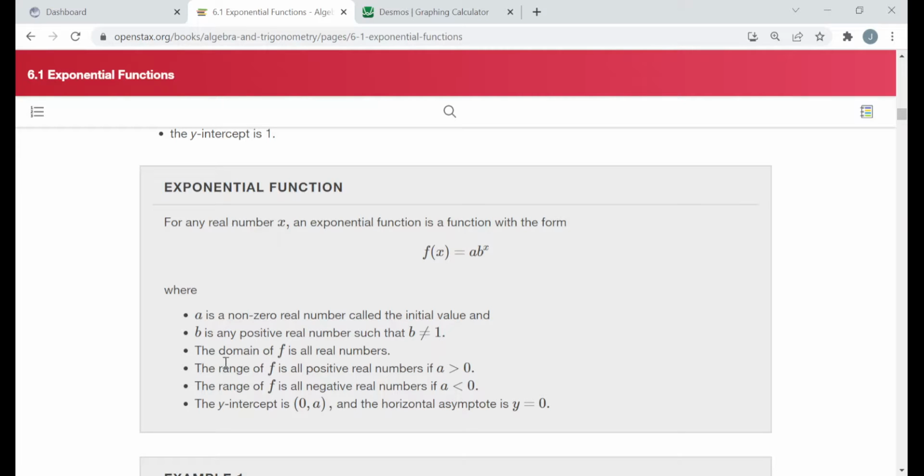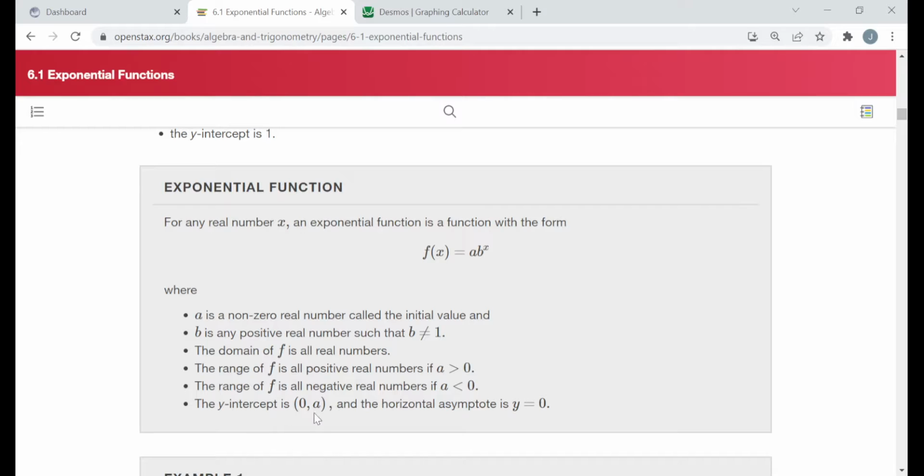The domain of f is all real numbers. Remember, the domain is what you can plug in for the input, for x. So you can plug in anything to the exponent. The reason these are called exponential functions, by the way, is that the input variable is in an exponent, in a power. The range of f is all positive real numbers if a is positive, but that flips over, and the range becomes all negative real numbers if a is negative, if I have a negative number as the initial value.